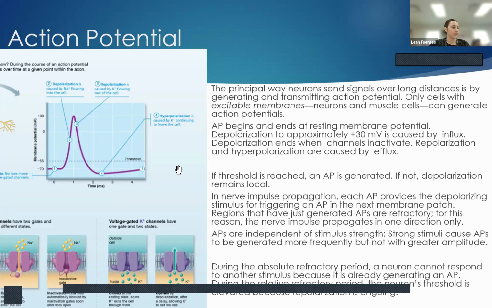Okay, and then action potentials are independent of stimulus strength. The strong stimuli cause action potentials to be generated more frequently, but not with greater amplitude. So it doesn't matter how strong your stimulus is. Even if you have a super strong stimuli, the action potential is going to be generated more frequently or more often, but it's not going to be stronger, or it's not going to have more power. It's just going to be more often.